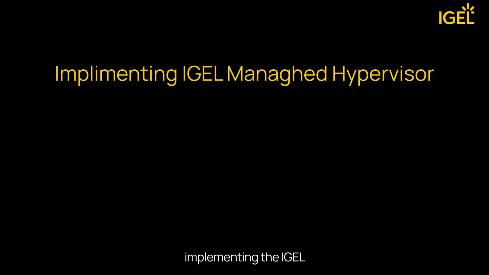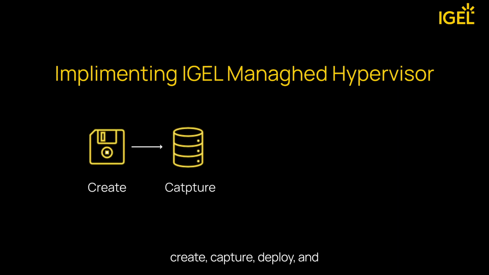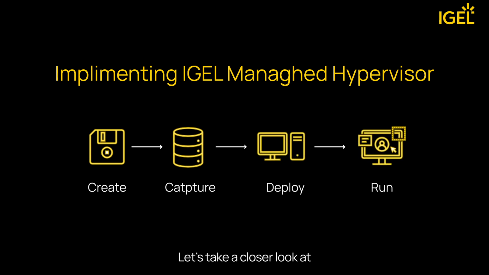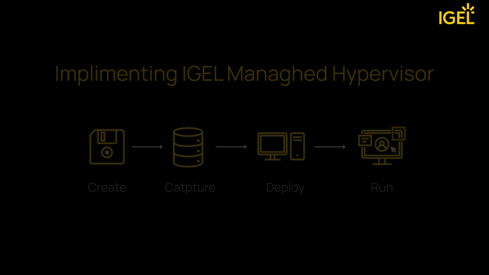The 4 steps for implementing the IGEL Managed Hypervisor are create, capture, deploy, and run. Let's take a closer look at each one now. First, create.